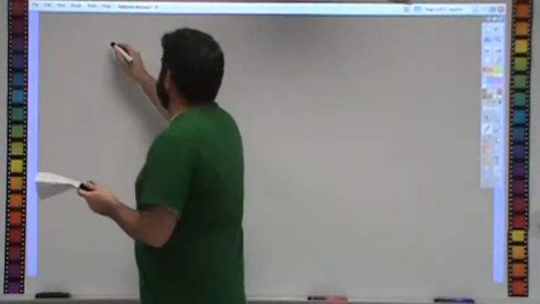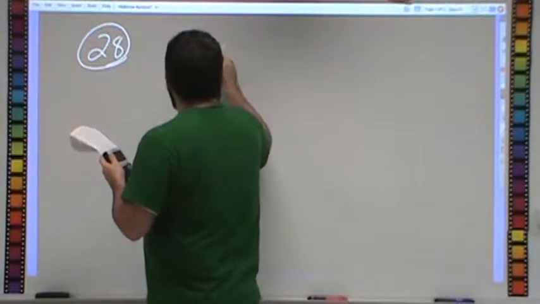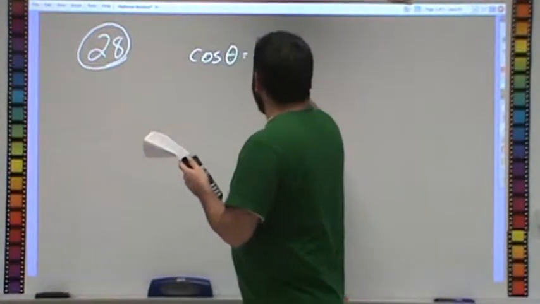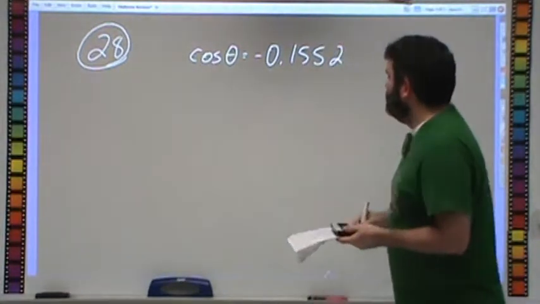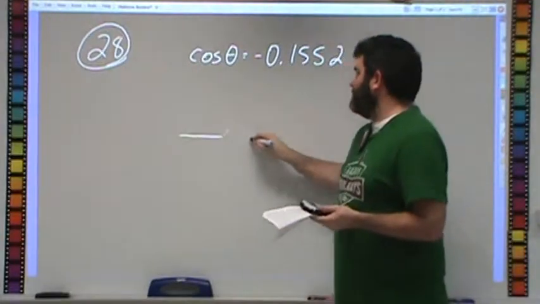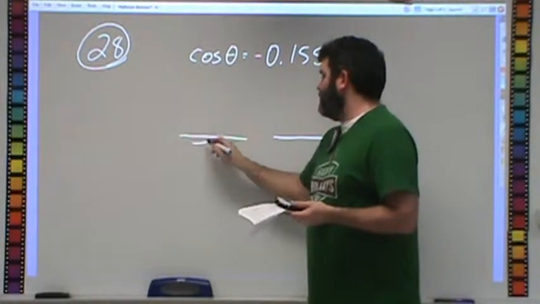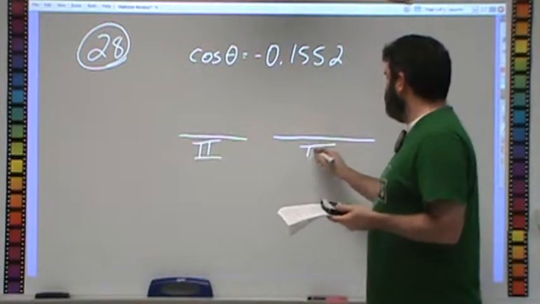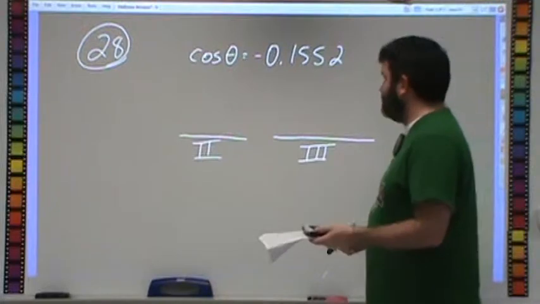Continuing this on, pretty much the same thing is going here. 28 gives me cosine of theta equals negative 0.1552. Second cosine, do not type in the negative. The negative is only there to tell me what 2 quadrants I'm in. And if cosine is negative, that means I am in quadrants 2 and 3. Excuse me, and I coughed directly into the mic.